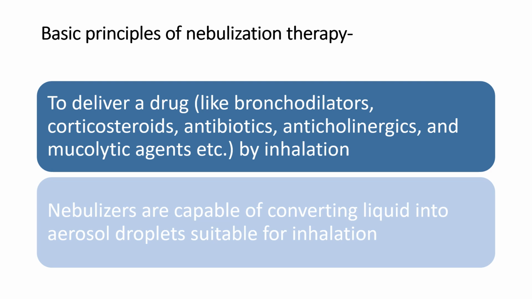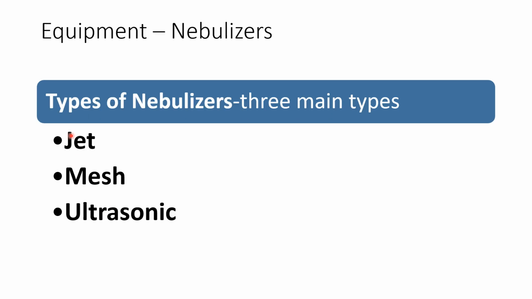To deliver the drug by the inhalation route, we use nebulization, and nebulizers are basically capable of converting liquid medicine into aerosol droplets, which are suitable for inhalation. So what are the types of nebulizer? There are three main types: jet nebulizer, mesh nebulizer and ultrasonic nebulizer. At most places, the jet nebulizer is used. Here also we are using the jet nebulizer.